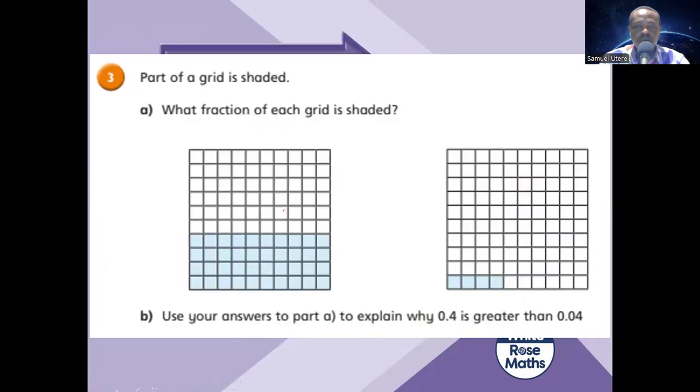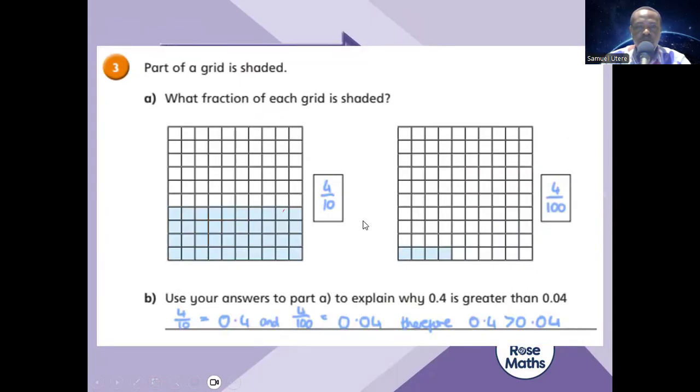Pause the video and answer question 3 in 2 minutes. Assuming you've paused the video, here are the answers. Let's discuss them. Now, question B asks, use your answers to part A to explain why 0.4 is greater than 0.04. Of course, 4/10 is equal to 0.4 and 4/100 is equal to 0.04. Looking at the diagrams, you can see that we have more little bars here compared to that. So diagrammatically, we can see that 4/10 is greater than 4/100.